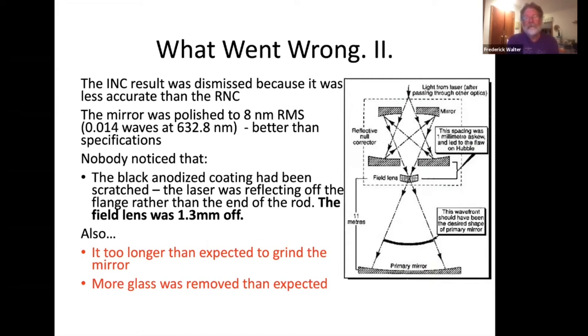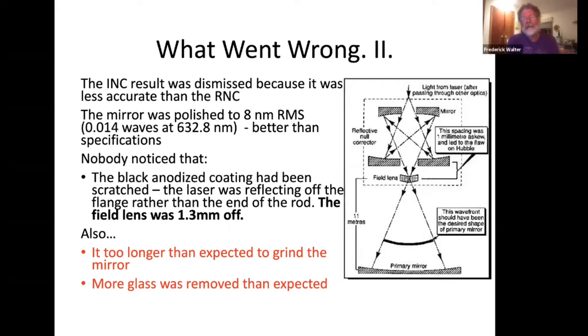So while Perkin Elmer was telling NASA that they were doing a good job and NASA was congratulating them on it, nobody noticed that somehow in the handling, the black anodized coating had been scratched and the laser was actually reflecting off the flange rather than the end of the rod, and the field lens was mispositioned by 1.3 millimeters. That, it turns out, is why the inverse null corrector seemed to show that the reflective null corrector was aberrant.